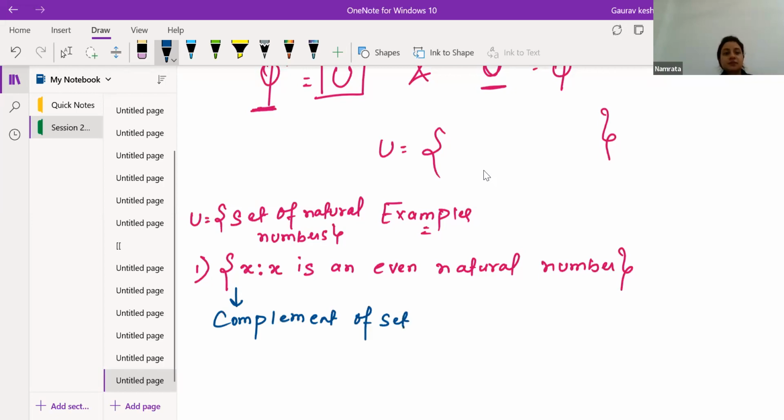It will be odd natural numbers. Exactly. It will be the set of all x such that, if we exclude the even numbers from the natural numbers, we will be left with odd numbers. So x is an odd natural number. Okay.